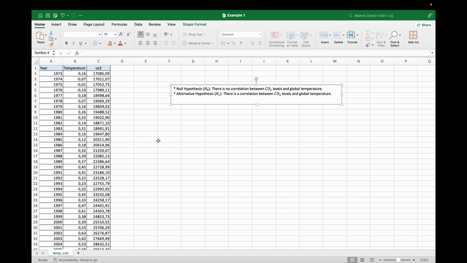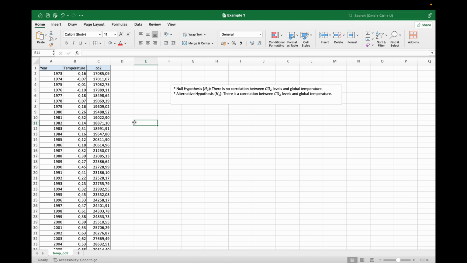In my first example, I wanted to test whether there is a significant correlation between atmospheric CO2 levels and global temperature. This question is at the heart of climate science. We often hear that rising CO2 is linked to global warming, but can we prove that statistically? Well, I will show you how to do it in Excel, so follow the steps that I have presented.